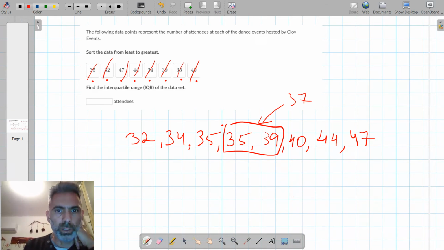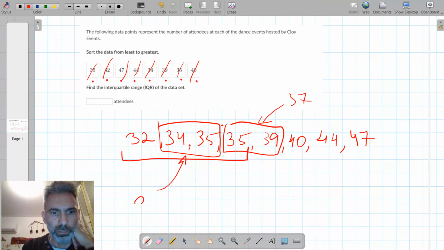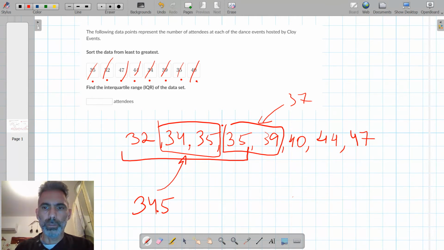And now we have to find the median of the lower half, and the lower half is these 4 data points. So because it's an even number of data points, we need to find the mean of these two. So the mean of 34 and 35 is 34.5, which is exactly halfway between 34 and 35.